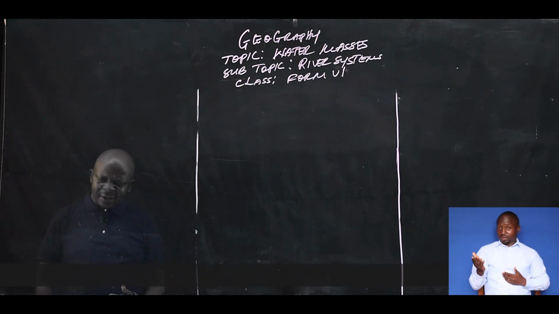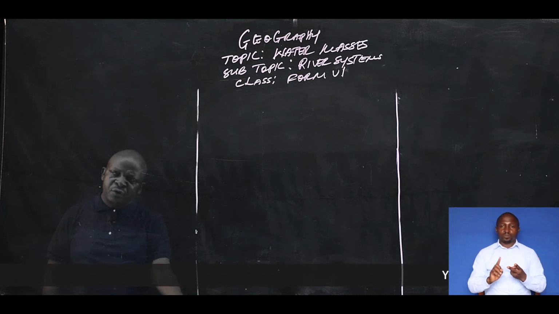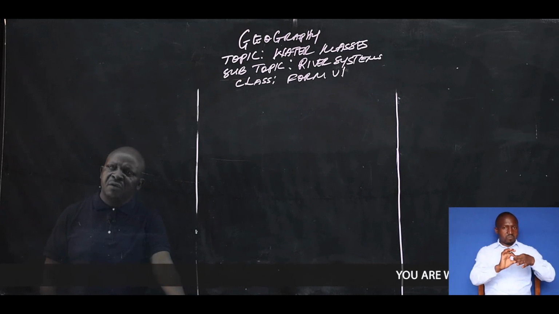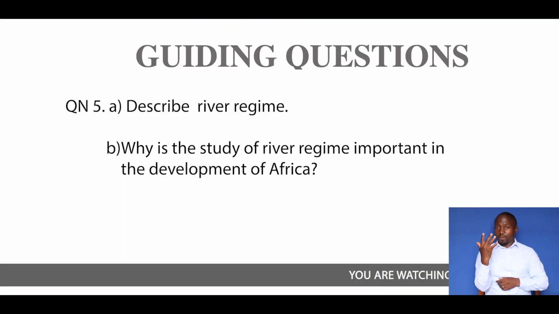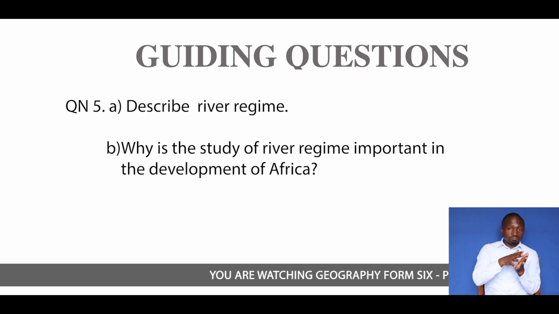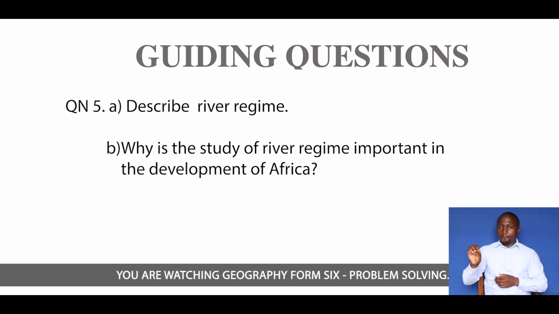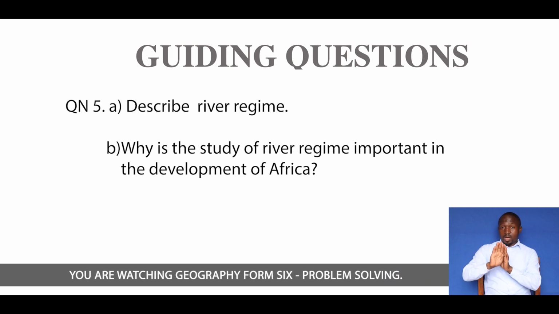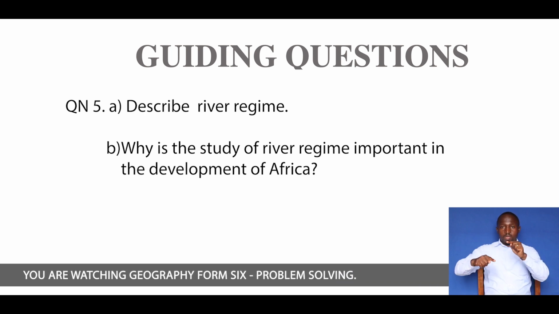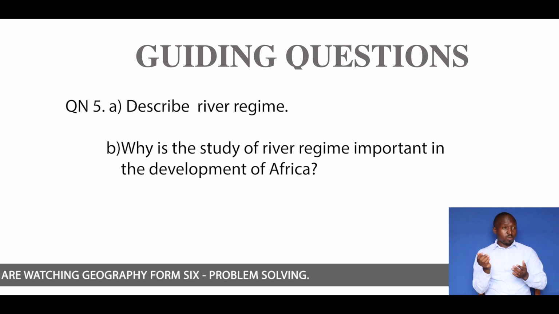So let us make potential progress by looking at question number 5. It has 2 parts, A and B. A, describe river regime. B, why is the study of river regime important in the development of Africa?